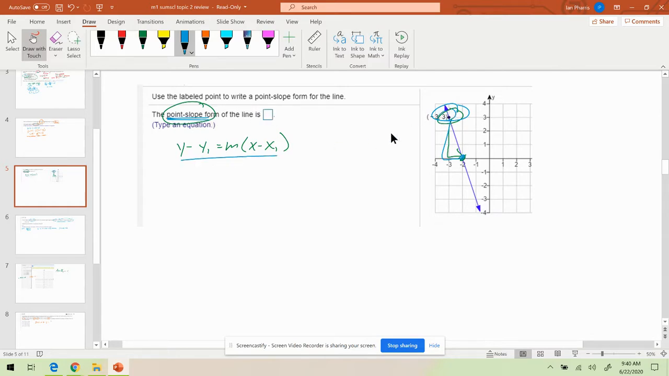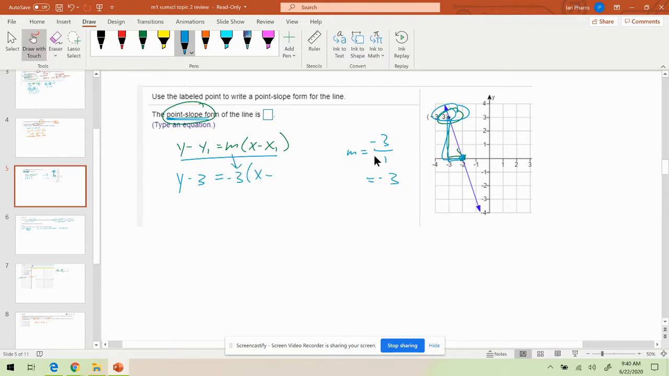So let's see, the y coordinate is 3. So it's y minus 3. And it looks like the slope is down 3 over 1. So the slope is down 3 over 1. So our slope is negative 3. So we're going to put negative 3 right there for the slope.